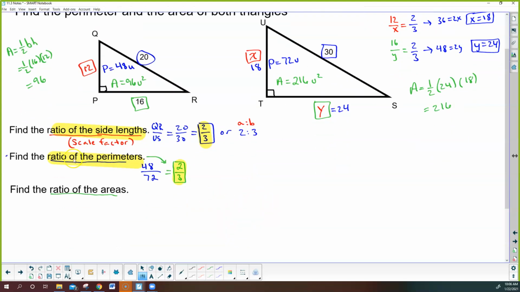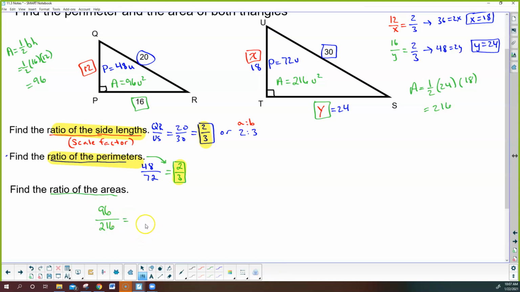So find the ratio of the areas. Since I took my scale factor as the small triangle to the big triangle, and I did the same with the ratio of the perimeters, I want to do the same comparison with the areas. So if you had it flipped, that's fine. Just make sure yours is consistent for each problem.